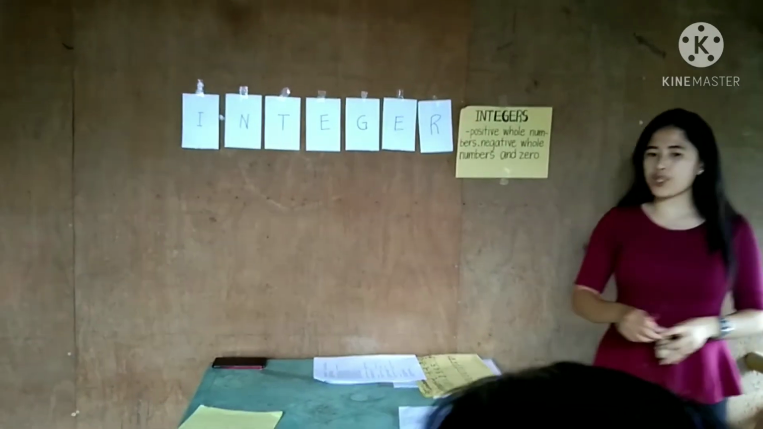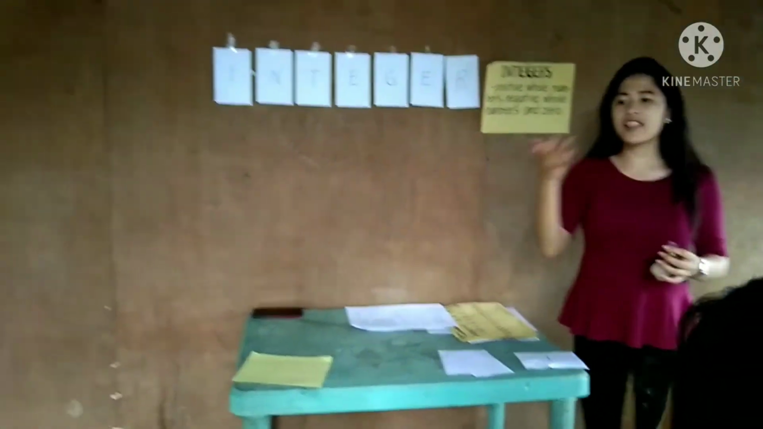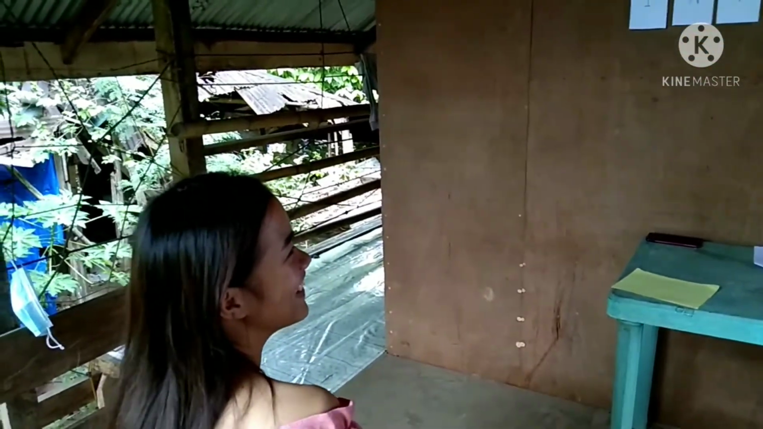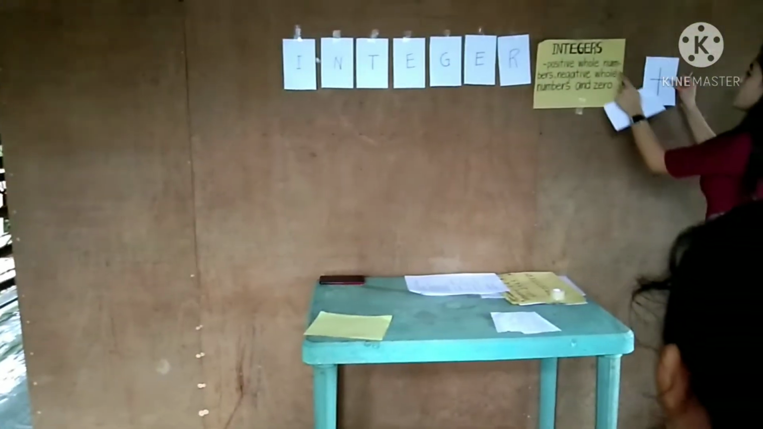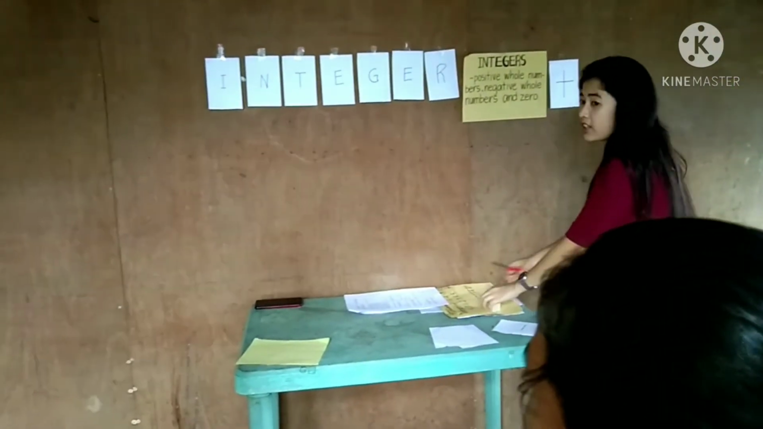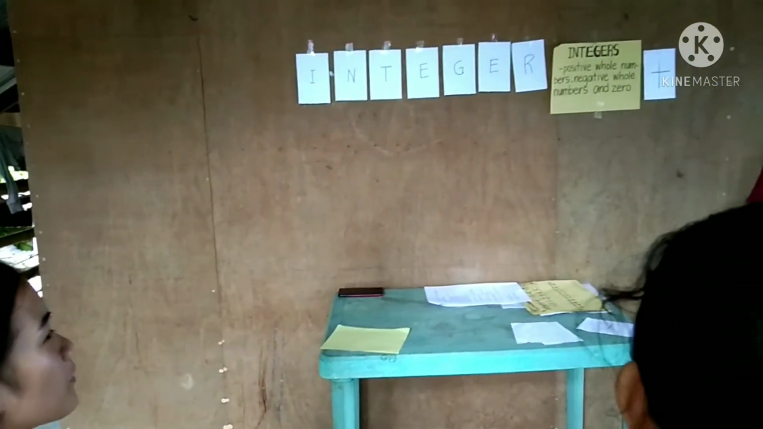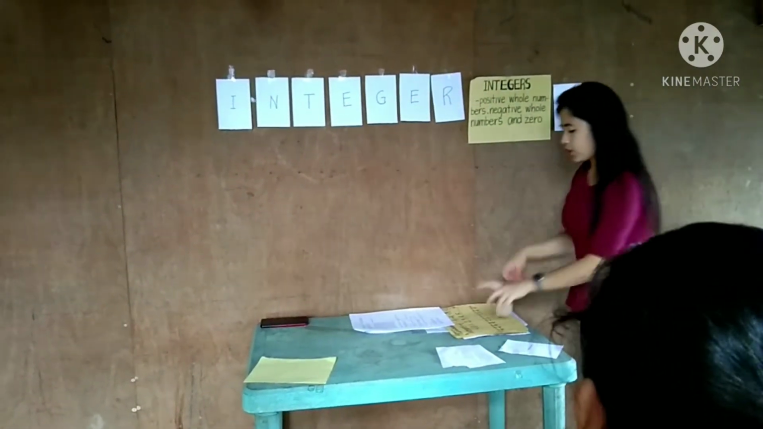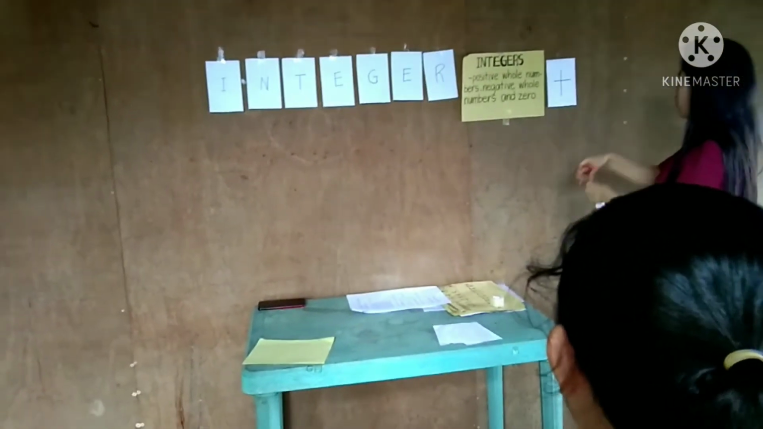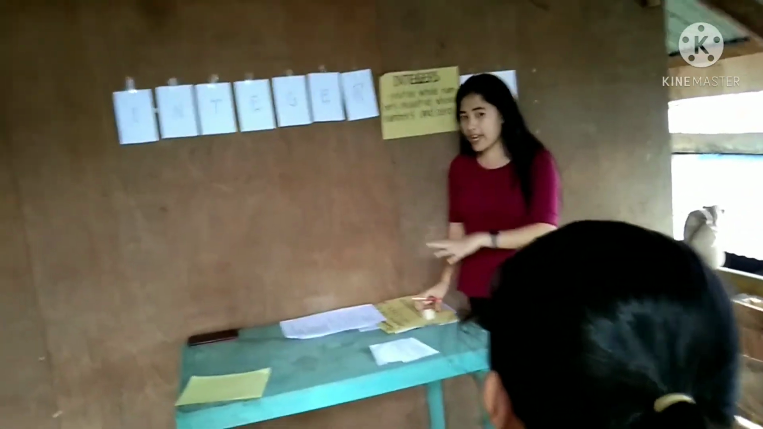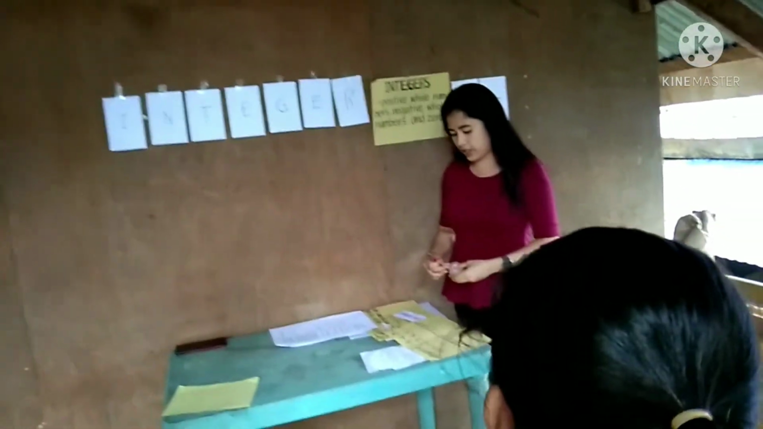So, for examples of integers, do you have an idea? Based on our discussion or on the game you played earlier, what numbers are examples of integers? Counting numbers. Counting numbers like 1, 2, 3. Very good. So let's give her a round of applause. So that's right. The examples of integers include counting numbers like 1 to 10. So those are examples of integers.